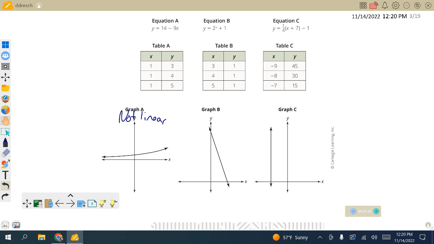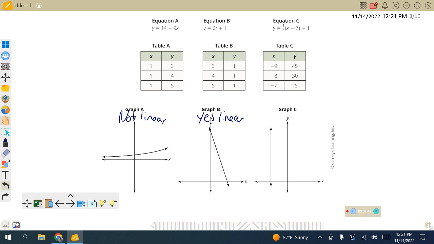Graph B, linear or not? Yep. And what do we know is true about the slope of that graph? Positive or negative? Thank you. All right, this is the funky one. I got a head shaking no, Chloe. Why are you shaking your head no, Chloe?